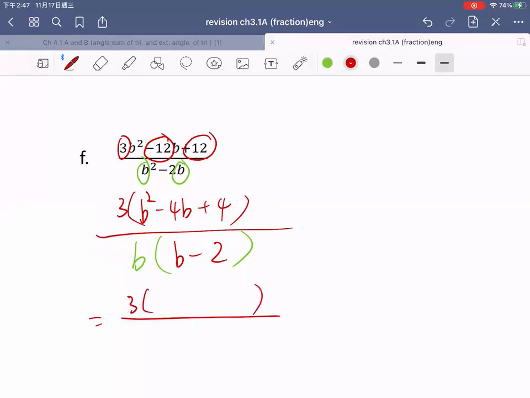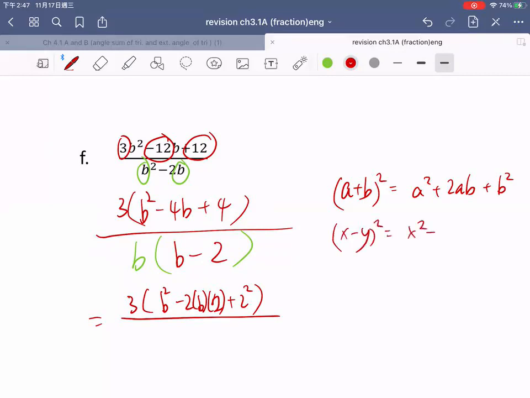Now, b squared minus 4b plus 4. We still remember this one: b squared, 2 squared, minus 2 times b times 2. Because we have a plus b bracket squared is a squared plus 2ab plus b squared, or x minus y bracket squared is x squared minus 2xy plus y squared. This time we have x is b and y is 2, just like this pattern.